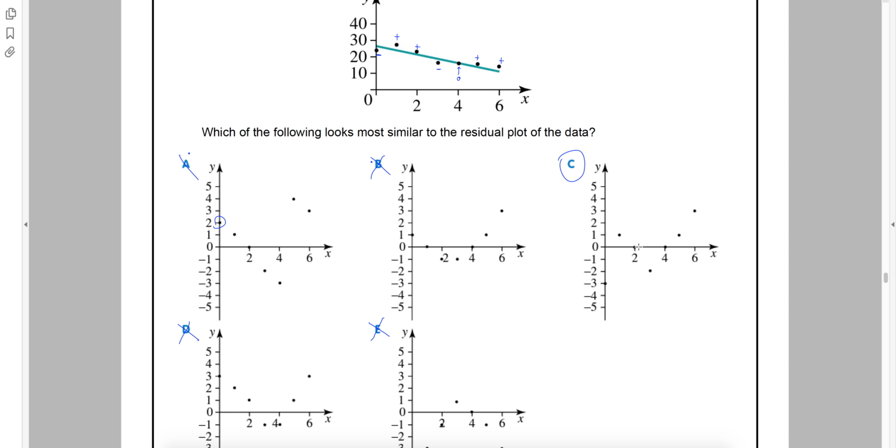Now, this is very close to the line, so it's hard to tell, but we've got a negative, a positive, very close to the line, but possibly positive, negative, almost 0 again, positive, positive. So just using the negatives and the positives and the ones that are close to 0, we can establish that C is the residual plot for this data.